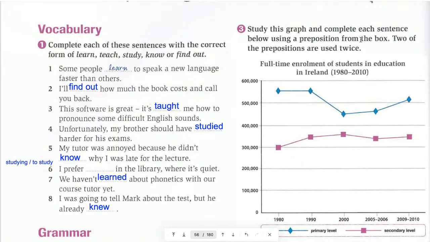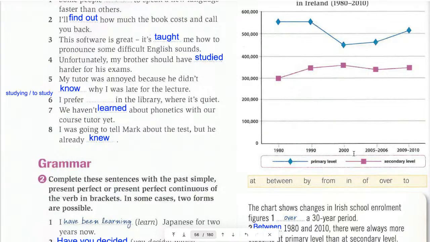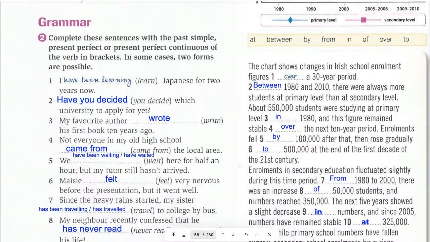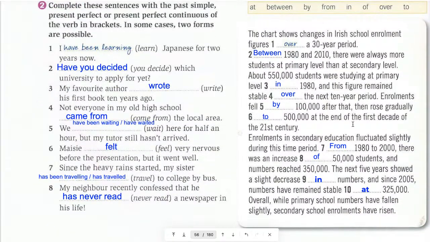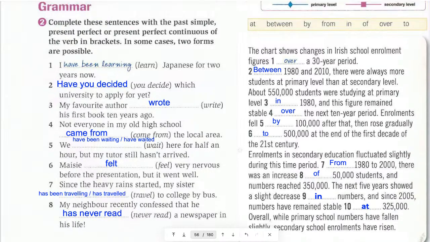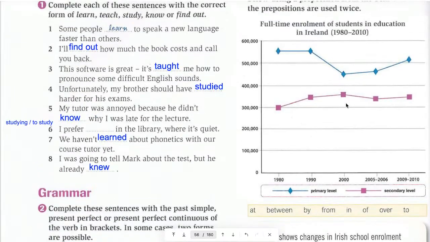Study this graph and complete each sentence below using a preposition from the box. 2 of the prepositions are used twice. Okay, so now this one is really simple. So now you know what to do. Now, can someone tell me about the structure of writing part 1 again? What do we need to do? What should we do when we see something like this? Tell me, what is the structure for this?